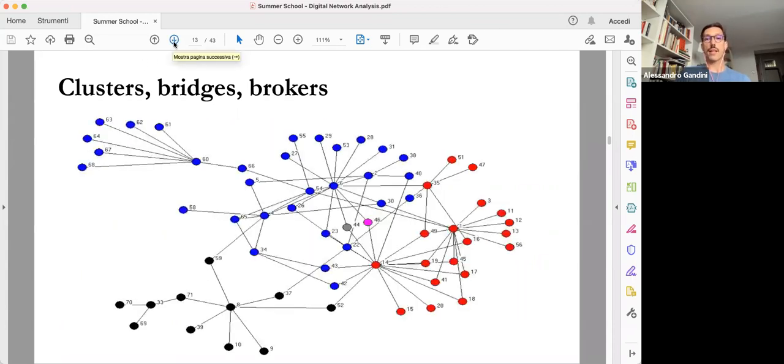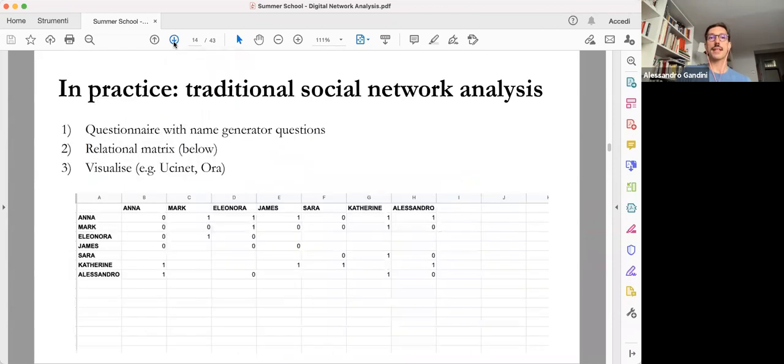This is another example that I think I will skip for time reasons, but that I leave here if you want to play after this lecture with a bit of reasoning about why certain nodes are important in this network and who are the most important ones. Let's get into the mix with digital data right now.